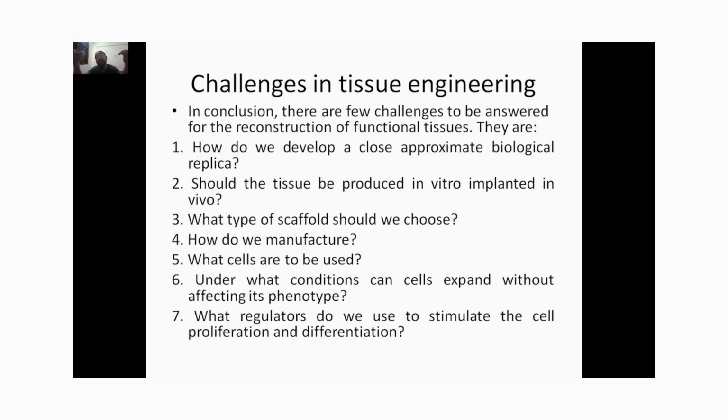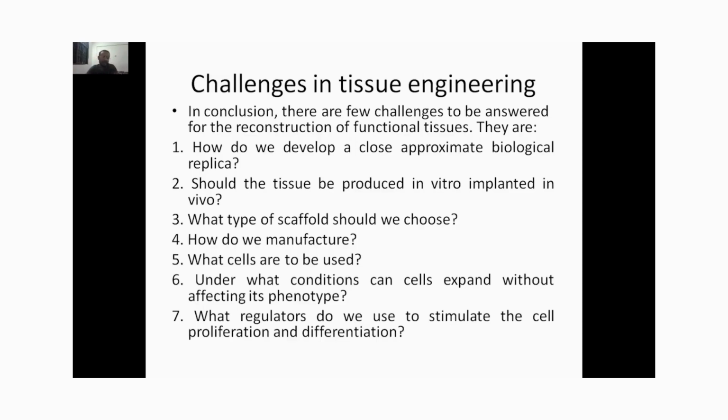Under what conditions can cells expand without affecting their phenotype? That is very important. It should not affect its phenotype, but it should still expand. So what conditions need to be maintained in order to get this particular property? And then what regulators do we use to stimulate cell proliferation and differentiation? Can we have control over cell differentiation, or control over proliferation? If yes, then what kind of regulators are we going to use?